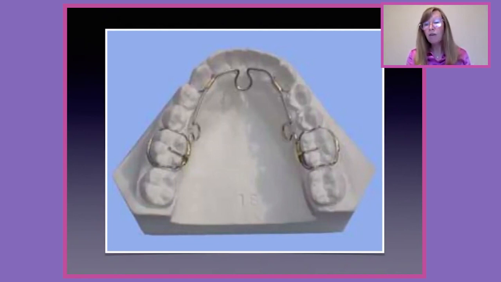So this is the ALF appliance. It's a light wire that goes behind the teeth and it augments normal growth and development. But what it also does, which is amazing, is that it actually stimulates the cranial motion. And that's how it creates a holistic, integrated orthodontic approach.